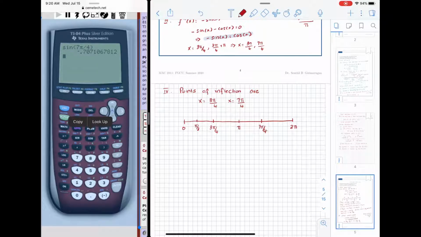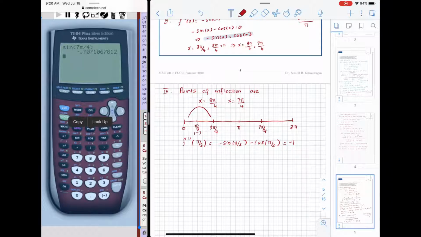So if I pick pi over 2, I am going to get a second derivative of pi over 2, which is negative sine pi over 2 minus cosine pi over 2, which is negative 1. So since it is negative here, we would have concave down.